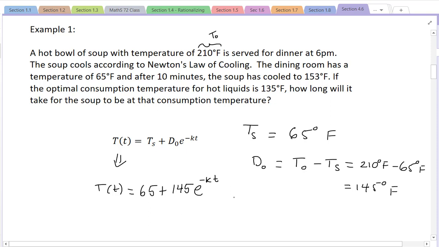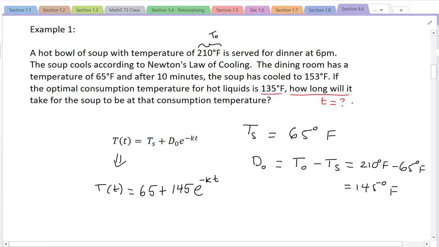So I don't know k. We need to go back and read the problem and always focus on the question: what is it that we're being asked to do? Where's the question? If the optimal consumption temperature for hot liquids is 135 degrees, how long will it take? How long is a measure of time. So I want to know the time when something happens, for the soup to be at the consumption temperature. The consumption temperature is 135 degrees.